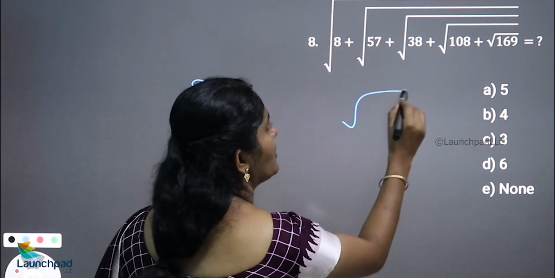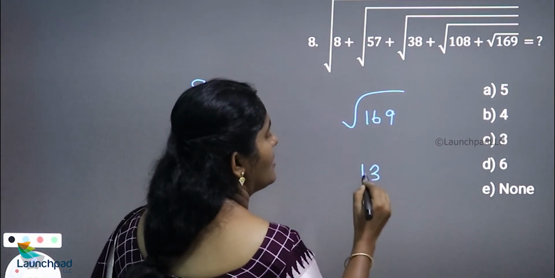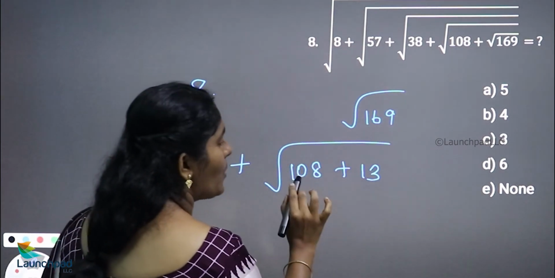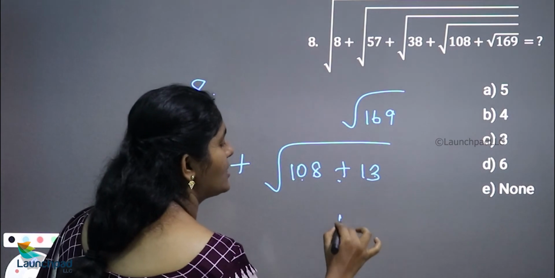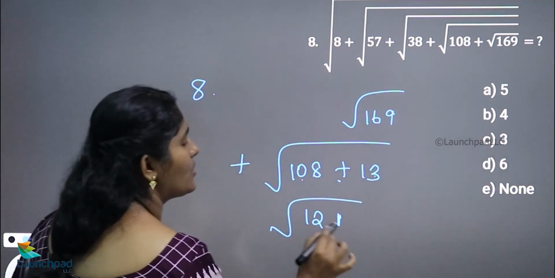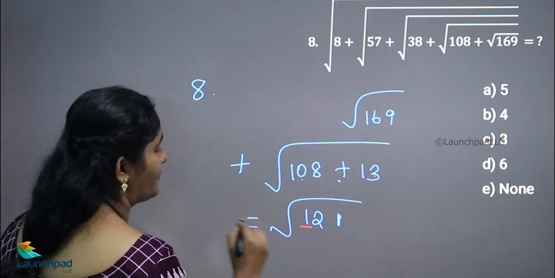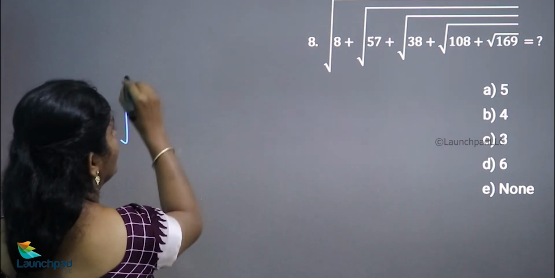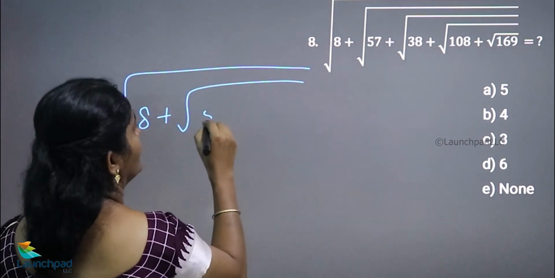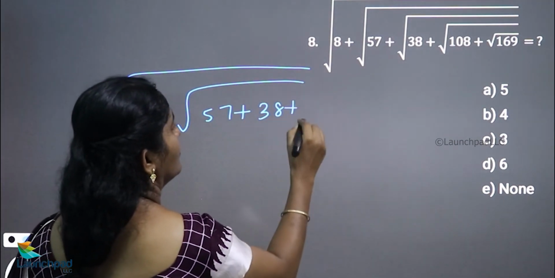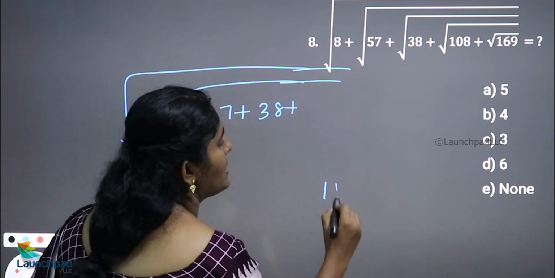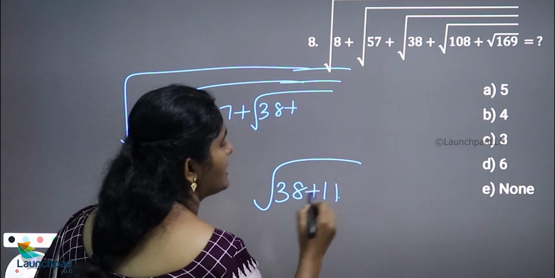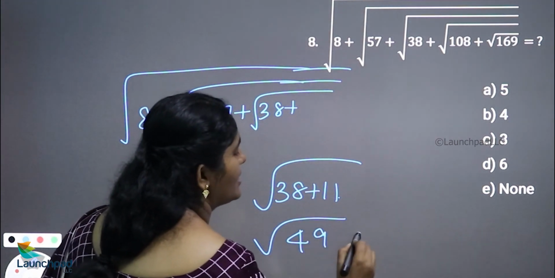What is the square root of 169? 13. 13 will be added to 108. See, what is the square root of 108 plus 13? 108 plus 13 is 121. What is the square root of 121? 11. 11 will be added to the square root of 38. So 38 plus 11 is 49, square root of 49 is 7.